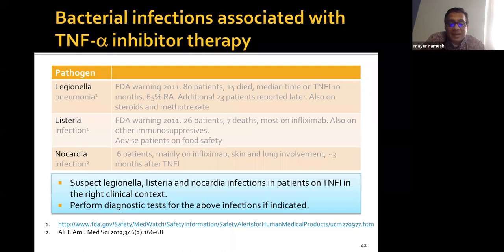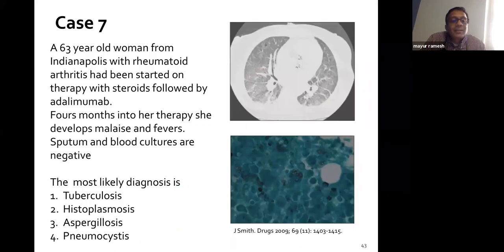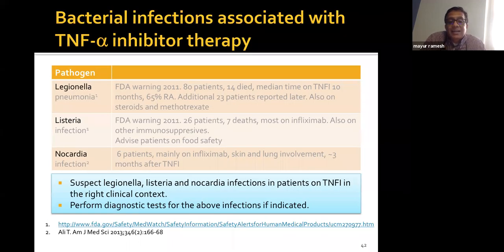So you want to suspect Legionella, Listeria, and Nocardia infections in patients on TNF-alpha inhibitors in the right clinical context, and you want to perform appropriate tests not to miss them. Legionella, I want you to remember, there are a lot of Legionella outbreaks, particularly after a lot of flooding in the Metro Detroit region. And it's typically water-based, and air conditioning things.